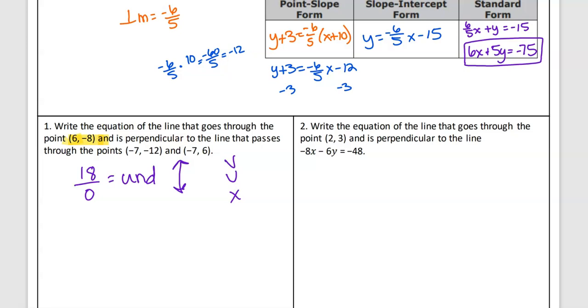A horizontal line. So is that going to be the x or the y? It's going to be the y. Verticals are an x equals, right? The horizontals are our y equals. So the equation is going to be y equals -8. If it passes through the point 6, -8, and I know it has to be a horizontal line, then it has to be y equals -8. Does that make sense? Okay.